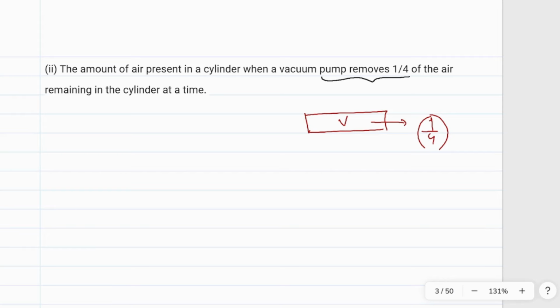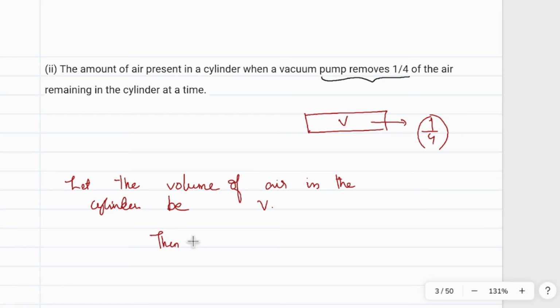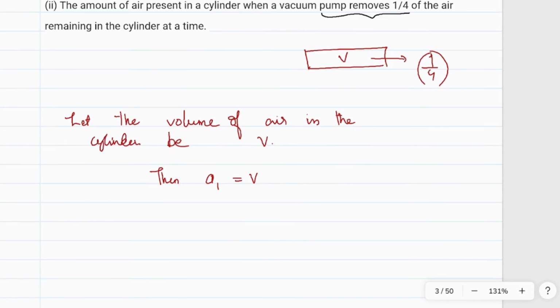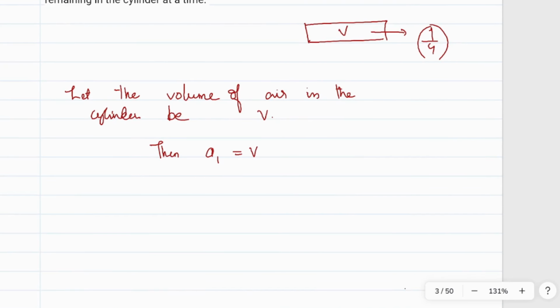For that, let the volume of air in the cylinder be V. Then our A1 equals V. Correct? Now we need to find the next one, that is the air present in the cylinder once after the removal.